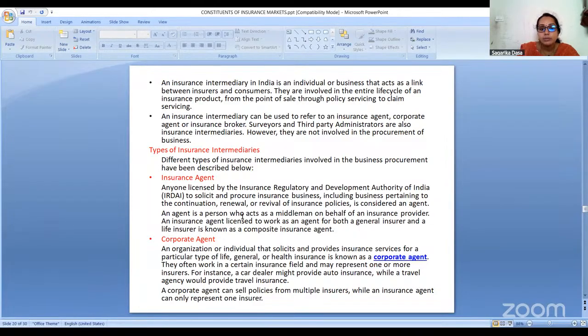An agent is a person who acts as a middleman on behalf of the insurance provider. అంటే ఇన్సూరెన్స్ కంపెనీకి తరఫున ఒక పర్సన్ మిడిల్ మెన్ లాగా ఉంటాడు, అతన్ని మనం ఏజెంట్ అని అంటాం. An agent is licensed to work as an agent. If he gets a license for both general insurance and life insurance, he is known as a composite insurance agent.